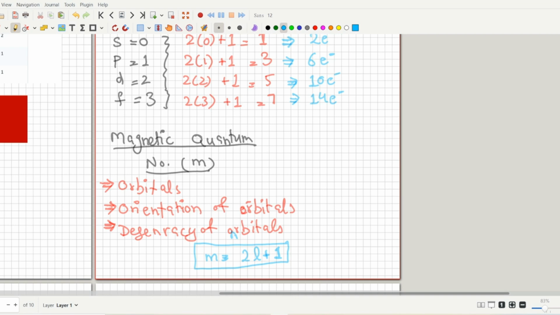But the answer is not going to be, for example, if you get the answer to be 5, then 5 is not the magnetic quantum number; 5 is telling you the number of magnetic quantum numbers. For example, if you are given that the azimuthal quantum number L equals 2, and you put it in the formula, you will get 2 multiplied by 2 plus 1. What would be the answer? That would be 5, right? But that is not the magnetic quantum number.